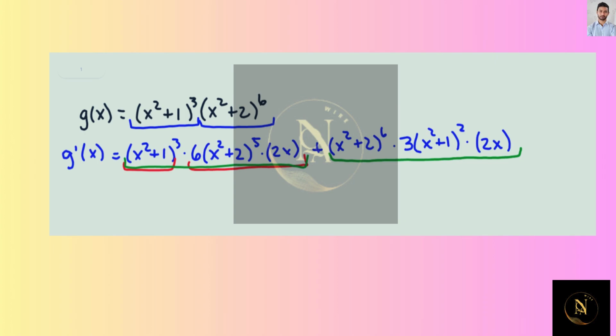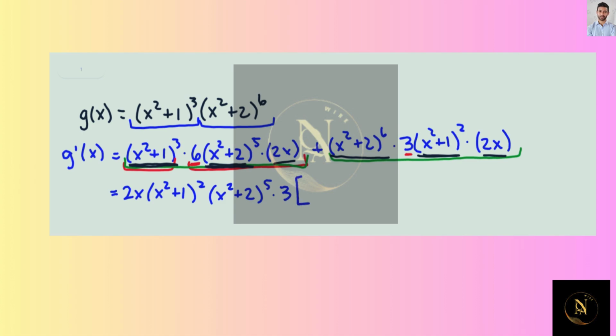All right, so notice that they both have a 2x, so we can factor that out. And notice that they both have x squared plus 1, this one to the third and this one to the second. So we can factor x squared plus 1 to the second out of both. And notice that they both have x squared plus 2, this one to the fifth and this one to the sixth. So we can factor x squared plus 2 to the fifth out of both. And also notice that we could factor a 3 out of the 6 and a 3 out of the 3. So we can factor out a 3.